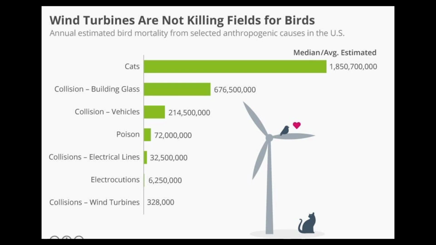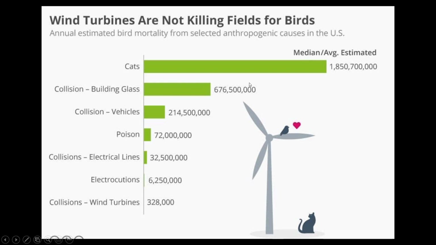Now, you're going to hear a lot of people that are anti-wind, and they're going to say that wind turbines are killing all the birds. Well, this is the annual estimated bird mortality from different anthropogenic, human causes in the United States. Cats are killing more birds than wind. As a matter of fact, your domestic cats on average per year are killing almost 2 billion birds per year.